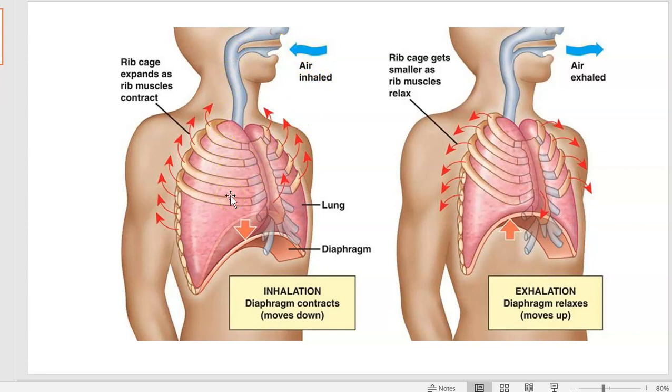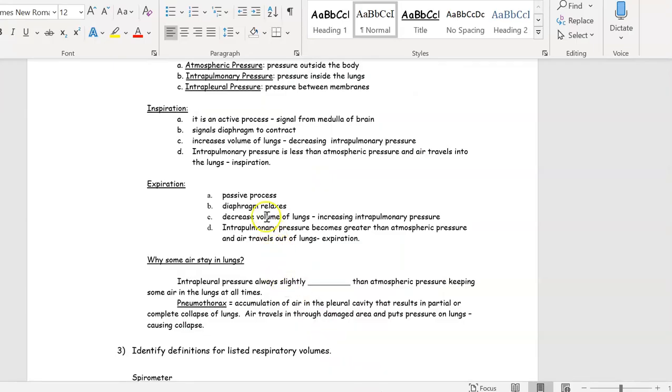So that is inhalation. It's called an active process because the diaphragm and some other muscles are actively contracting in order for it to occur. That is inspiration or inhalation, either one.